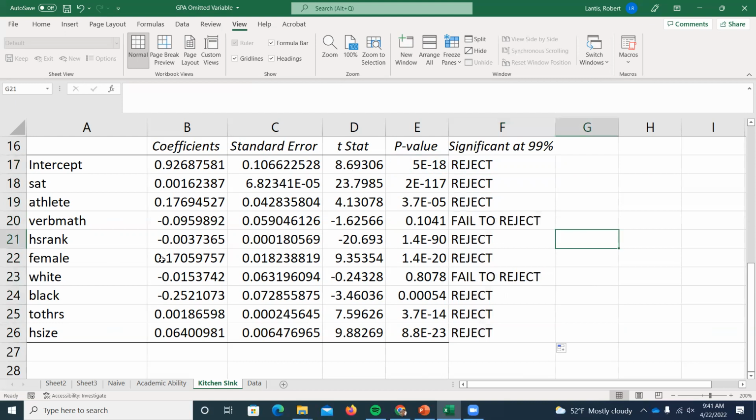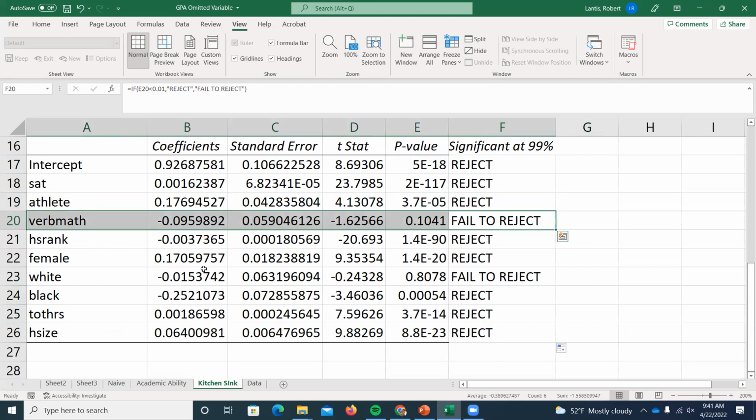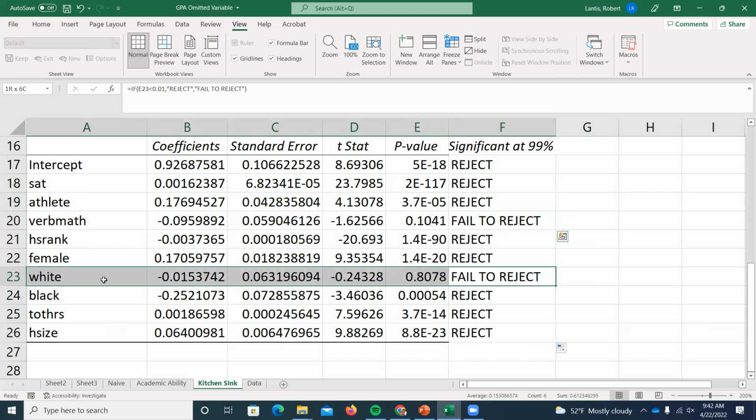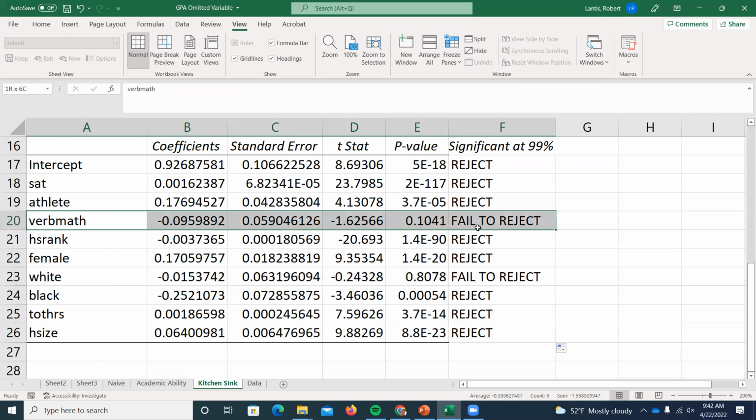Very quickly, I can see almost every variable in this regression has a significant relationship with GPAs, with the exception of this verbal math score and the race identifier, right? So it looks like race doesn't give me any additional predictive power in predicting GPAs. And also this verbal math score doesn't look like it's very good at predicting what someone's GPA will be.